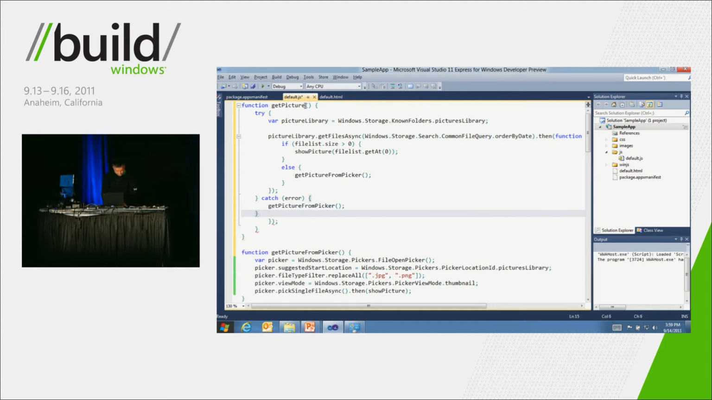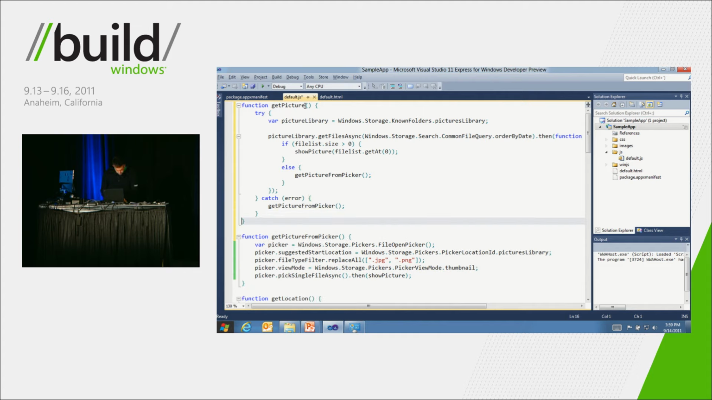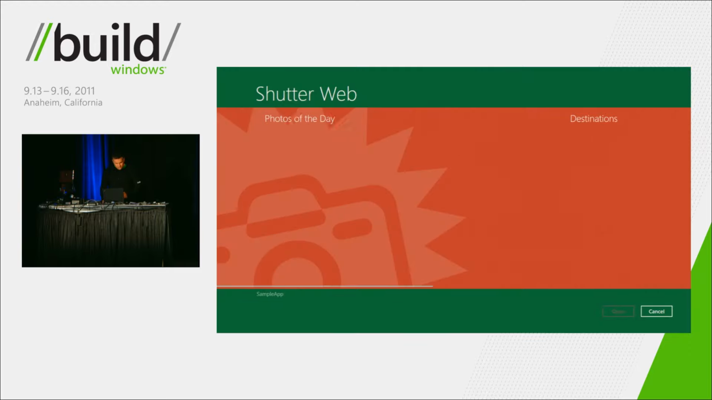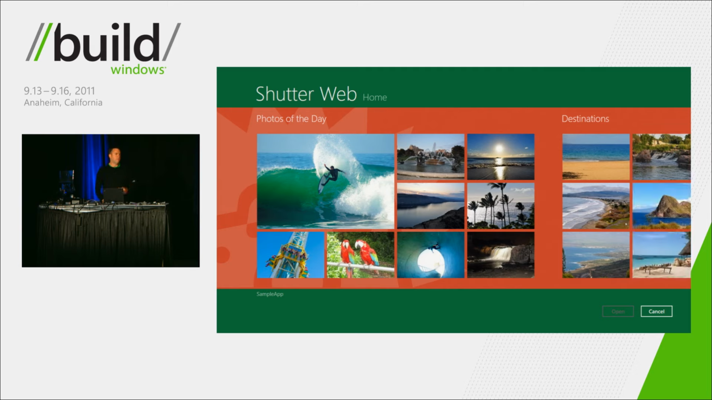All right. And I've got a bunch of extra stuff. All right, let's see how we did. All right, well, we'll go ahead and run. And we'll click here to load a picture. Oh, that's not good, is it? We're invoking the picker, which obviously means we hit some error case.